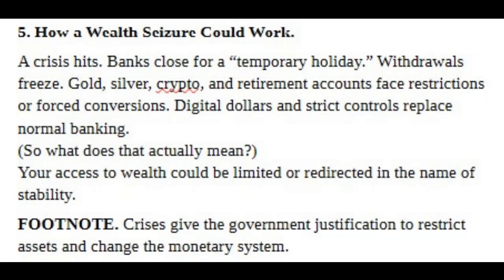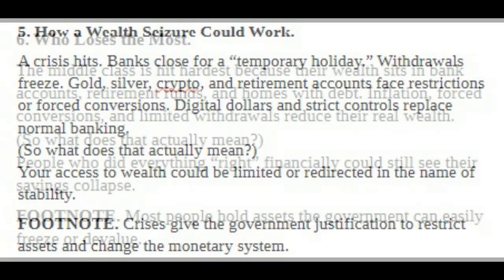5. How a wealth seizure could work. A crisis hits. Banks close for a temporary holiday. Withdrawals freeze. Gold, silver, crypto, and retirement accounts face restrictions or forced conversions. Digital dollars and strict controls replace normal banking. So what does that actually mean? Your access to wealth could be limited or redirected in the name of stability. Footnote: crises give the government justification to restrict assets and change the monetary system.